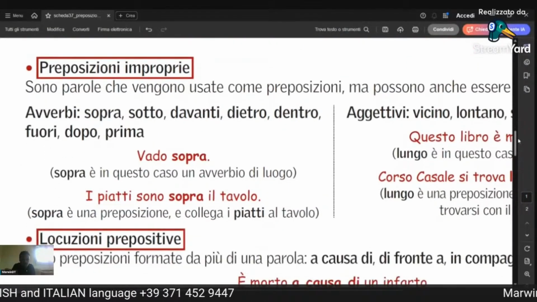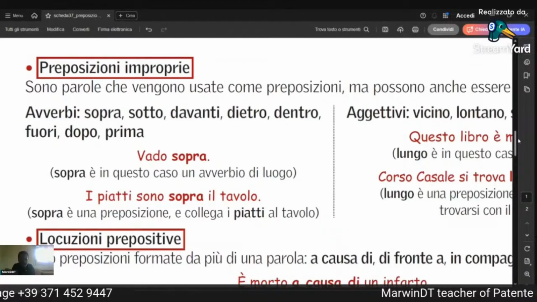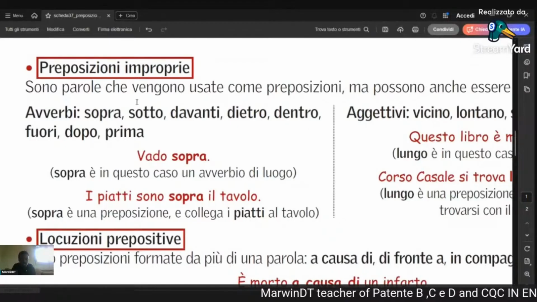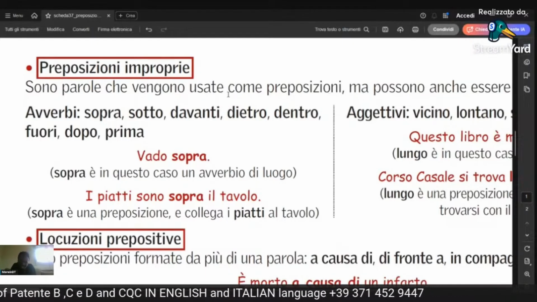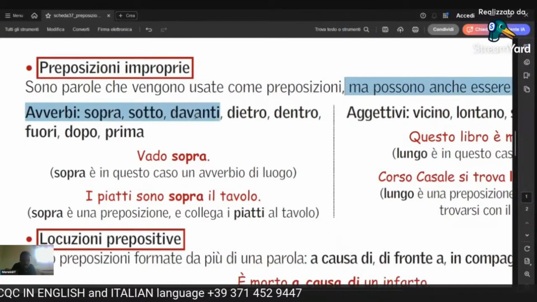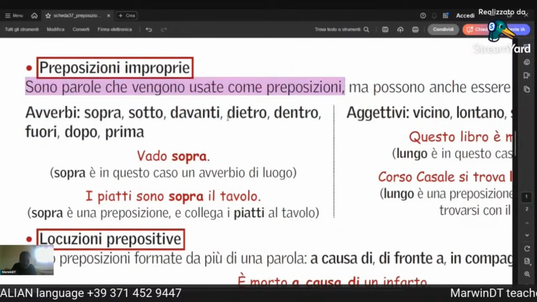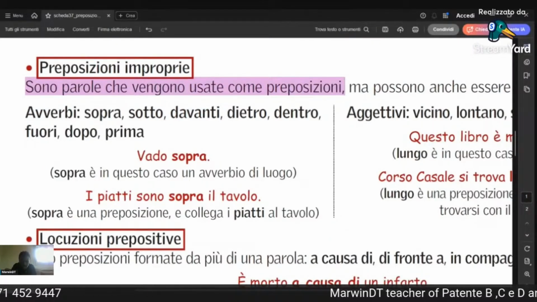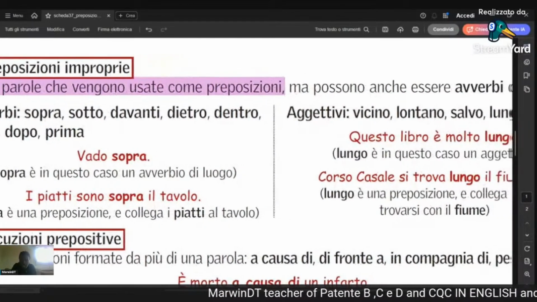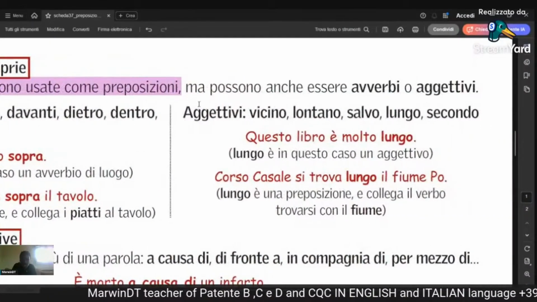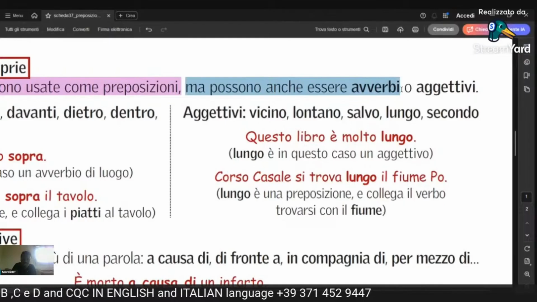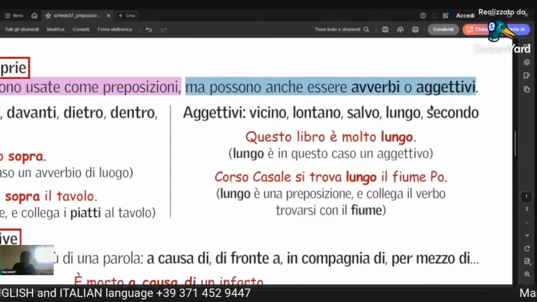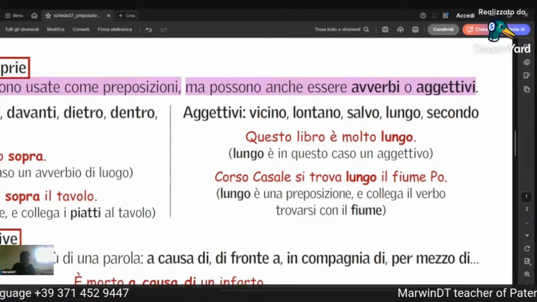Now, we also have preposizioni improprie. Preposizioni improprie sono parole che vengono usate come preposizioni, which are words that are being used as prepositions. Ma possono anche essere avverbi e aggettivi, but they can also be adverbs and adjectives. Okay, let's check it out.